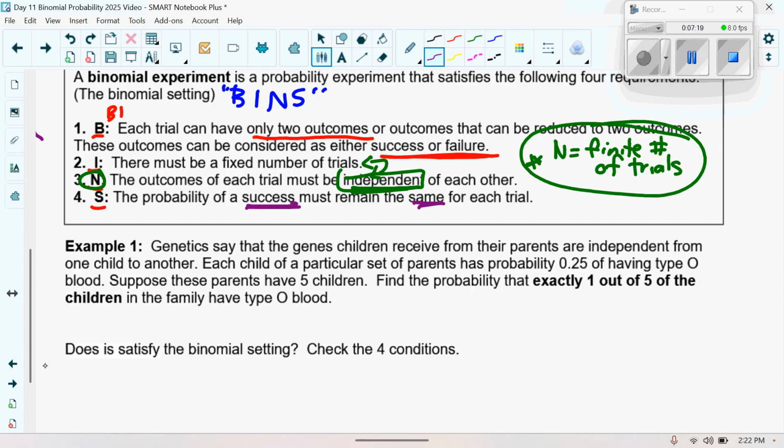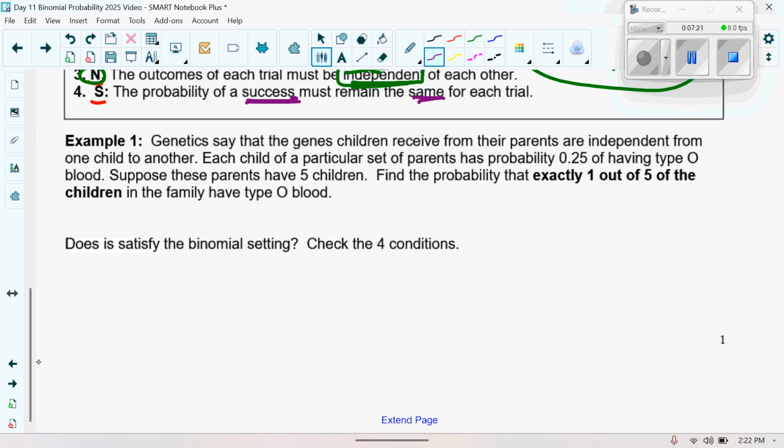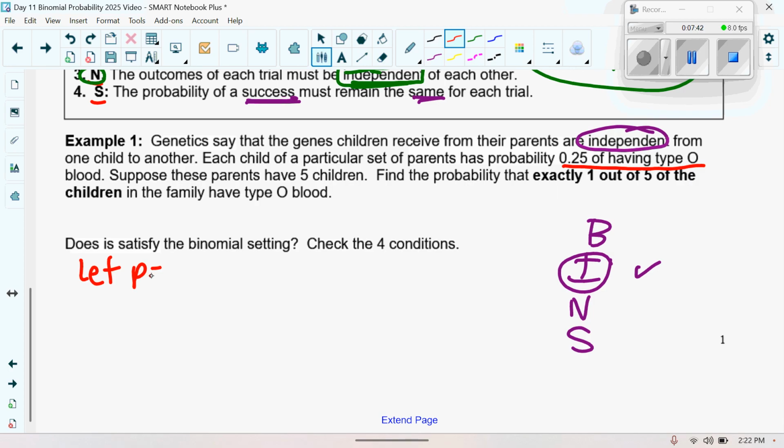Let's look at another example. Example 1. So now let's just say that the genes children receive from their parents are independent of each other. So I'm going to circle that. That's already the I for BINS, so that's good news. Each child of a particular set has a probability of getting type O of 0.25. So they're already saying that we're going to let P be success. We're going to let the probability of getting type O blood represent success, and that's going to be 0.25.